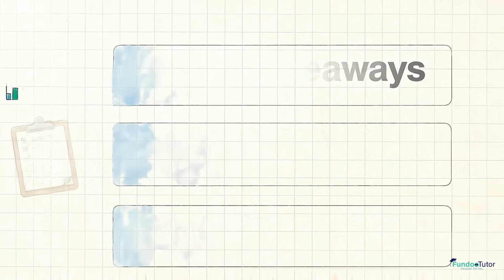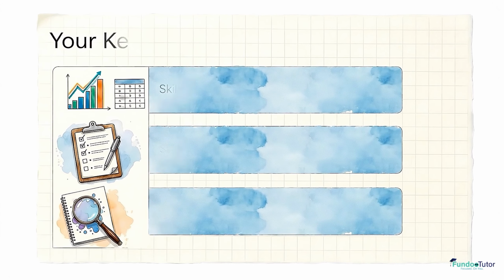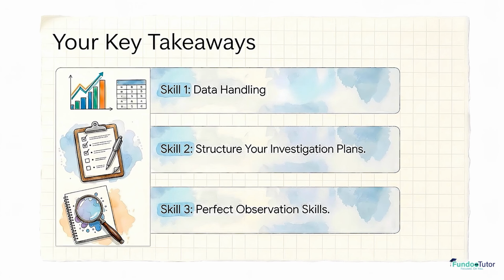So, to wrap it all up, just focus on nailing these 3 core skills. First, get your data handling perfect with clean tables and precise graphs. Second, always use that 5-point structure for your investigation plans. And third, just follow the rules for your drawings and calculations. You master these techniques and you will be good to go.